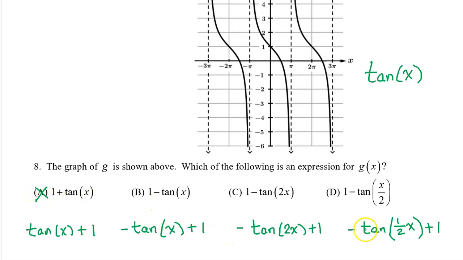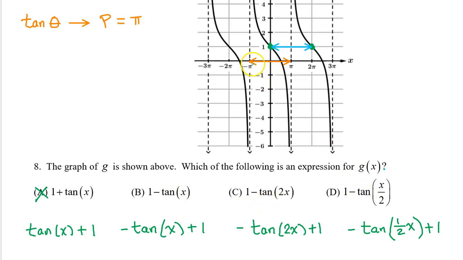The other 3 answer choices do show a reflection over the x-axis in the very front. That would explain why instead of having an increasing function, we are looking at a decreasing function. It's upside down. I can choose between the remaining options by finding which one has the correct period.